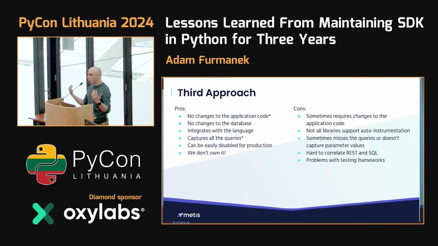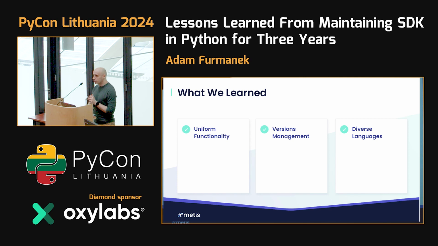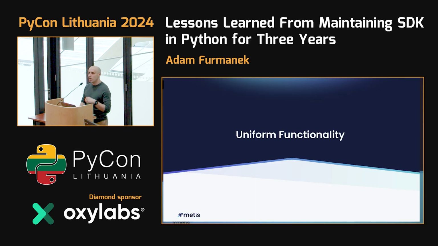Now, what have we learned from this whole journey? So generally I group those learnings into 3 different areas: how to maintain functionality between those languages, how to maintain versions, and how to deal with the diversity of languages. So the first thing is uniform functionality. So what do we want to have?